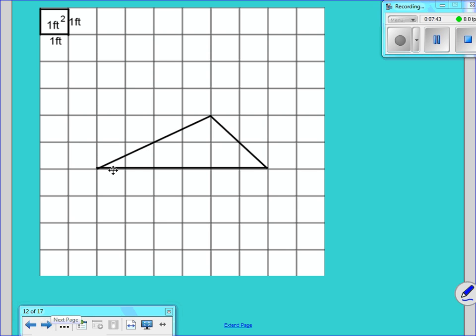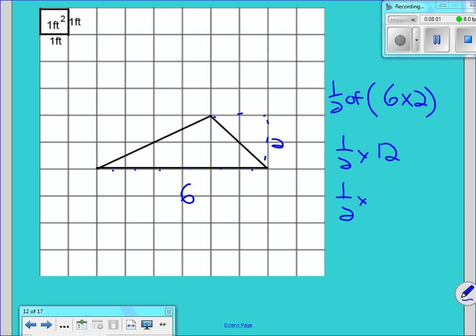Let's take a look here. My base, 1, 2, 3, 4, 5, 6. My height, 2. Half times 12. Half times 12 over 1 equals 12 over 2. How many 2's go into 12? 6. Boom.